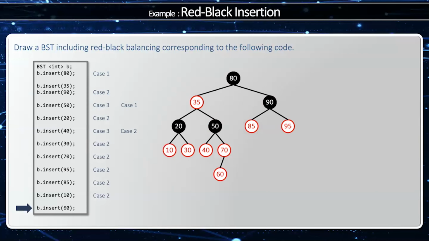Notice how my parent, which is 70, is red, and my aunt, which is 40, is red, and my grandma, which is 50, is black. Therefore, this is going to be case 3, and I'm going to recolor 40 and 70 to black and 50 to red. Now I'm going to balance based on 50.